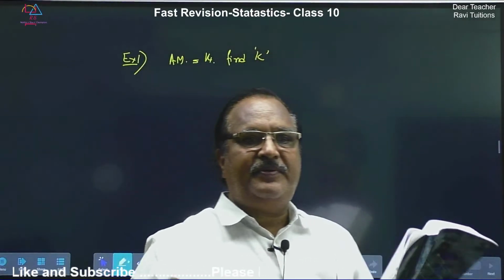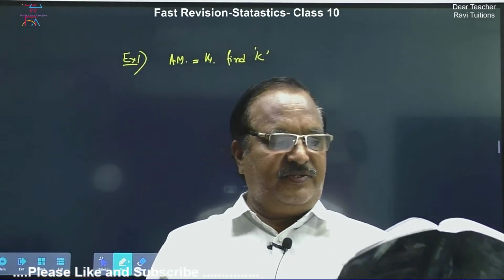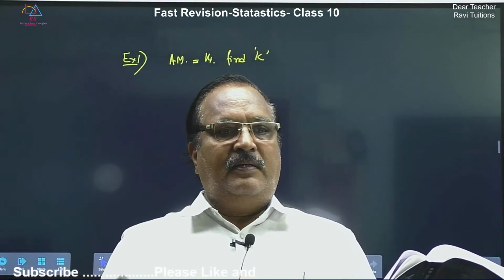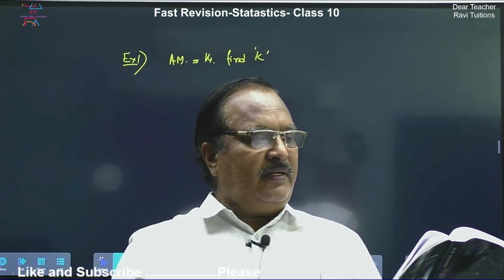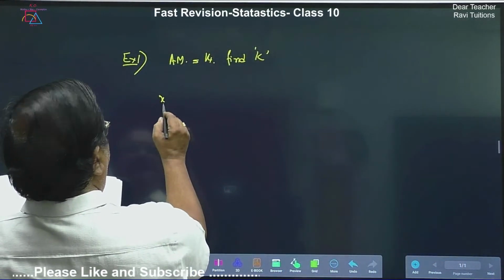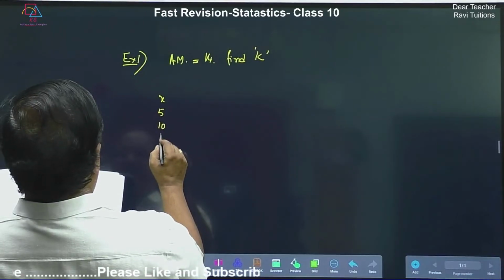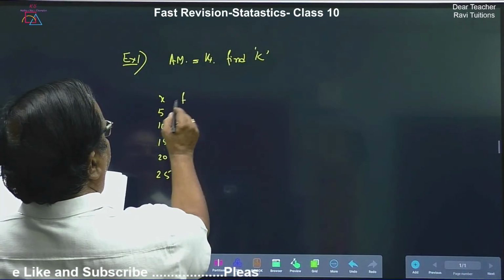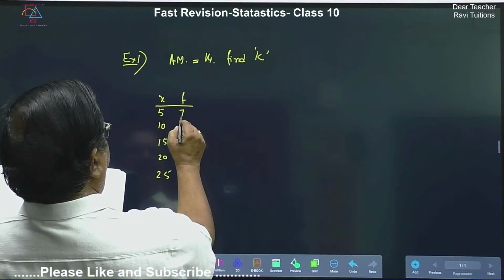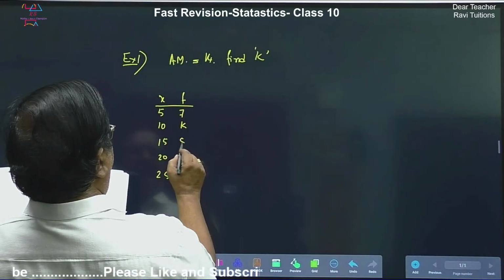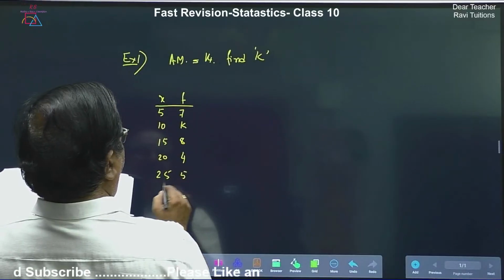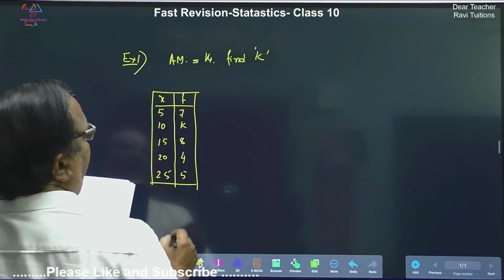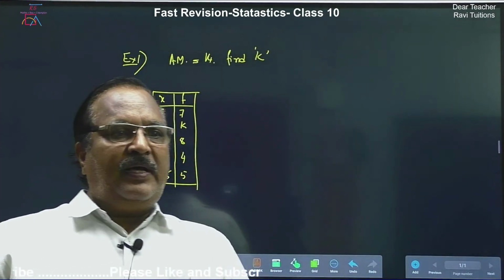Directly I am just giving you one previous year examination question. Okay. Then he has given x. X is equal to 5, 10, 15, 20, 25. And frequency is equal to 7, K, 8, 4 and 5. This is the data given. Okay.